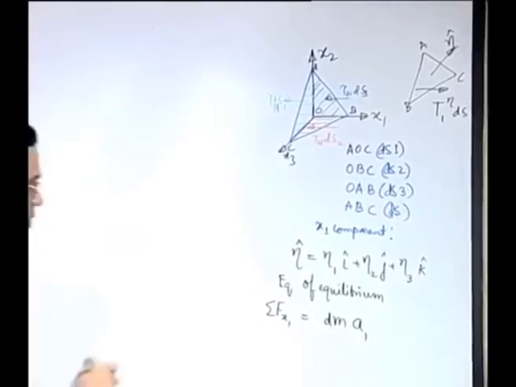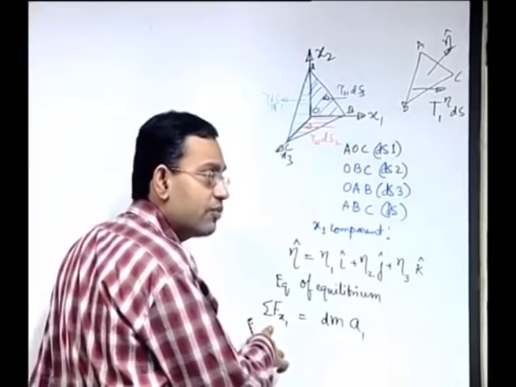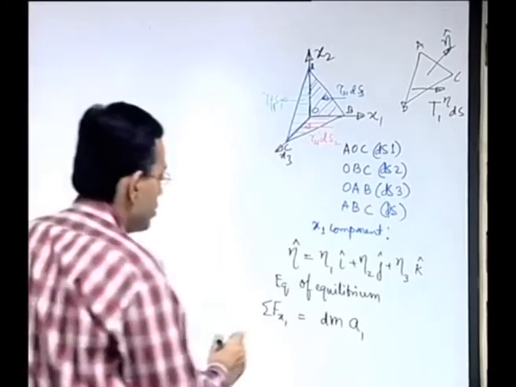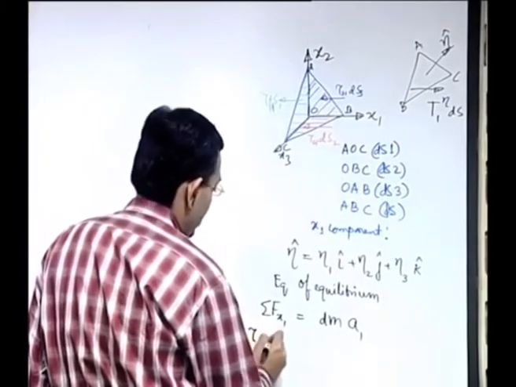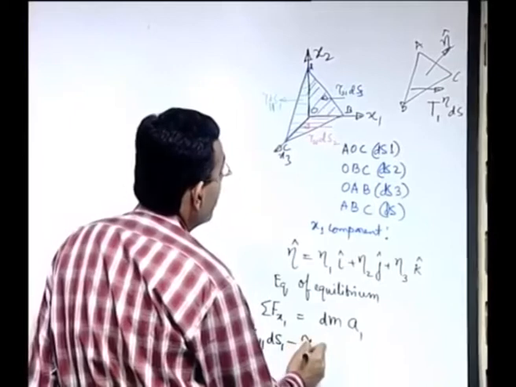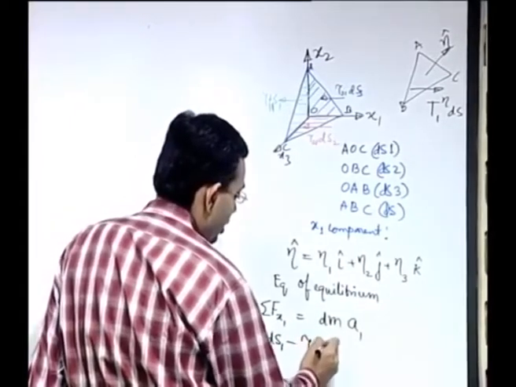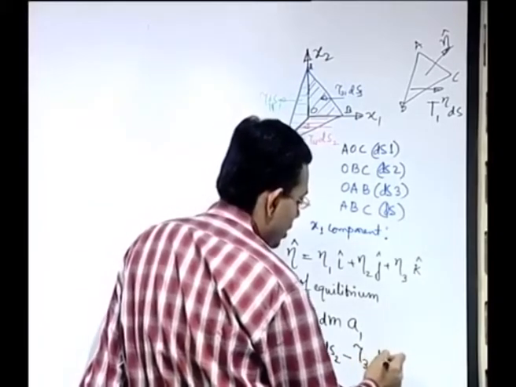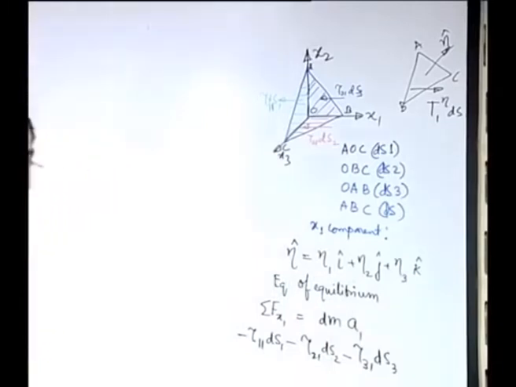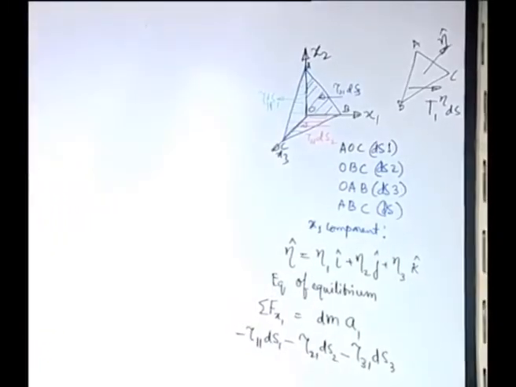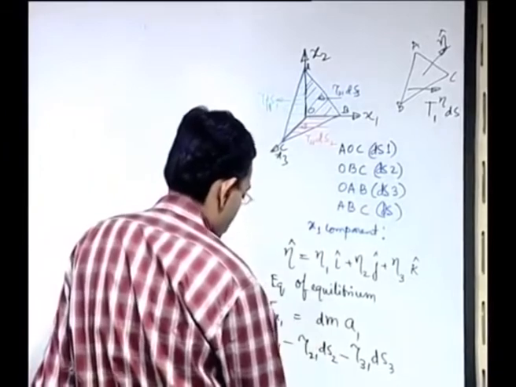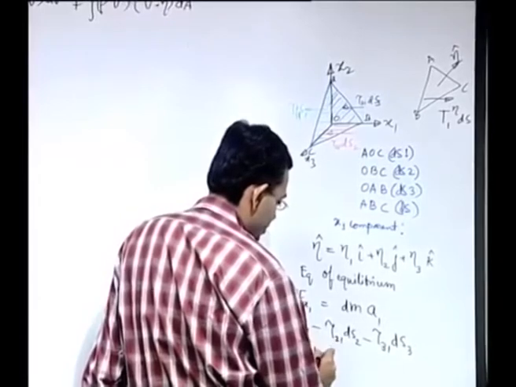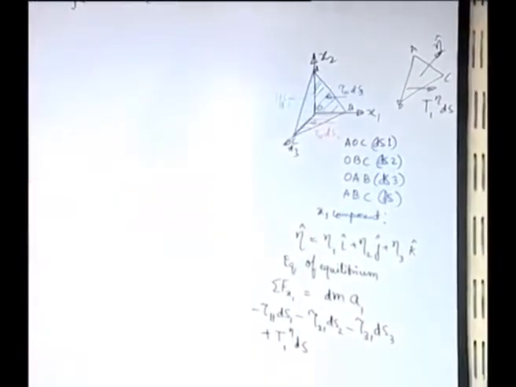When we consider the force, it should be the sum of the surface force and the body force, right. So, let us first write the surface force. So, minus tau 11 ds1 minus tau 21 ds2 minus tau 31 ds3, then plus T1 eta ds, so this is the total surface force.